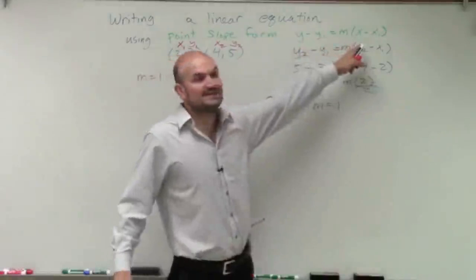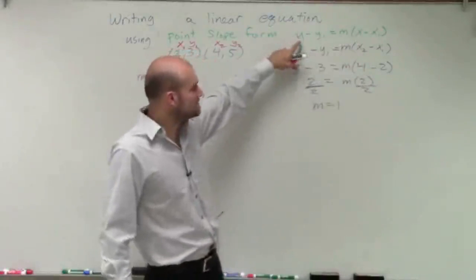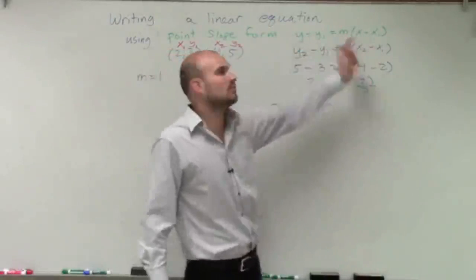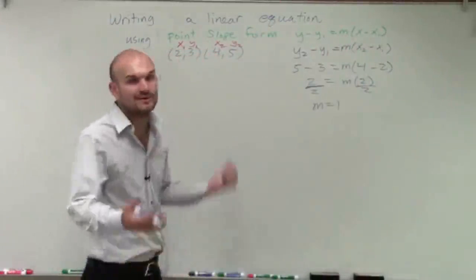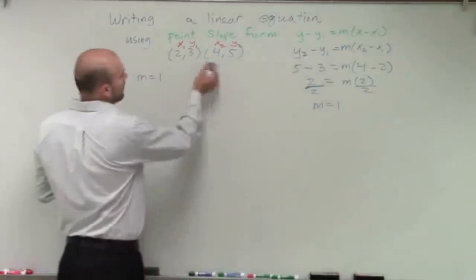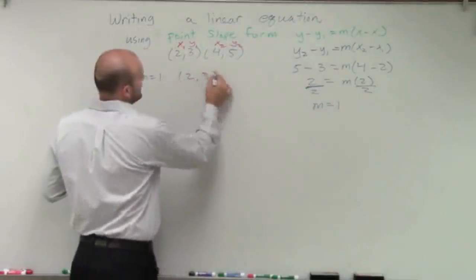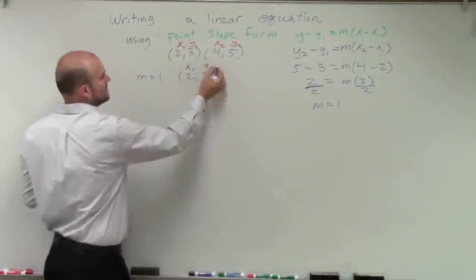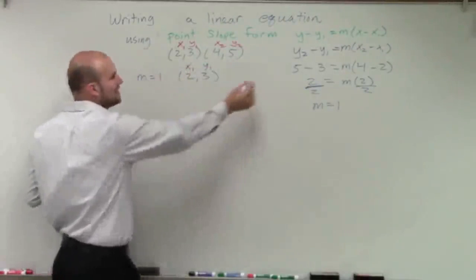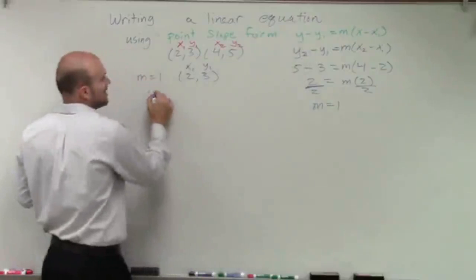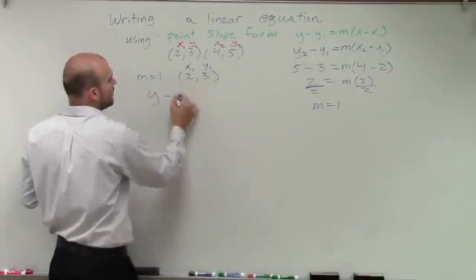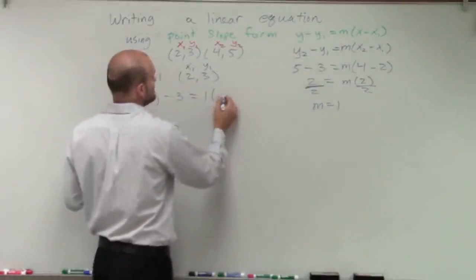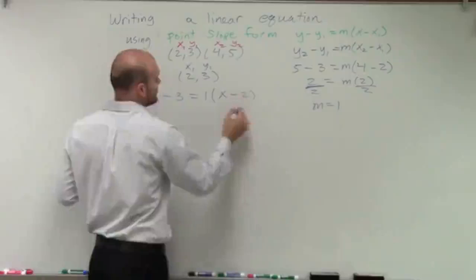So we go back to this equation, and I can use x1 and y1, or I could use x2 and y2. Well, since we already have the equation with x1, y1, let's use that. So it'd be (2, 3). And this is like the previous problems that I showed you, where this is x1 and this would be y1. So now let's plug them into our point-slope equation. So I have y minus y1, which is 3, equals 1 times x minus x1.